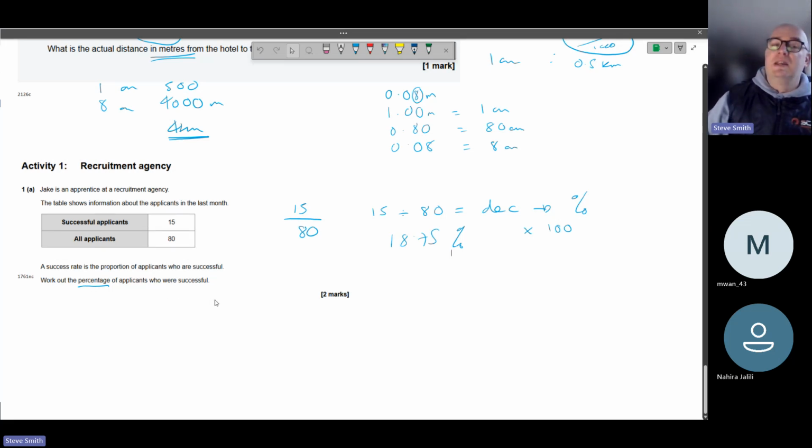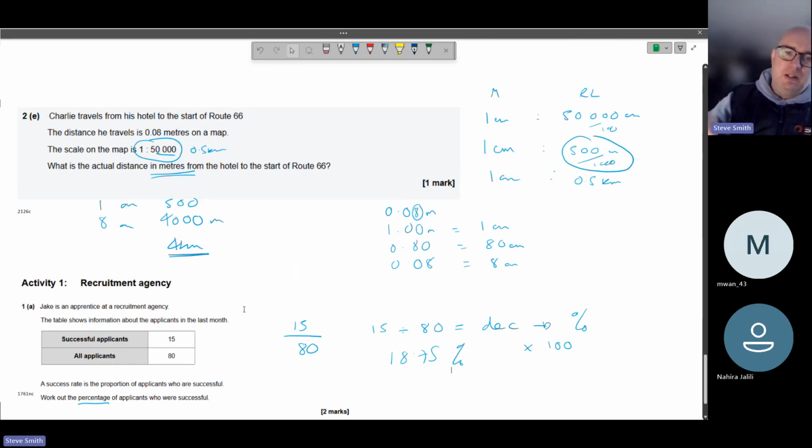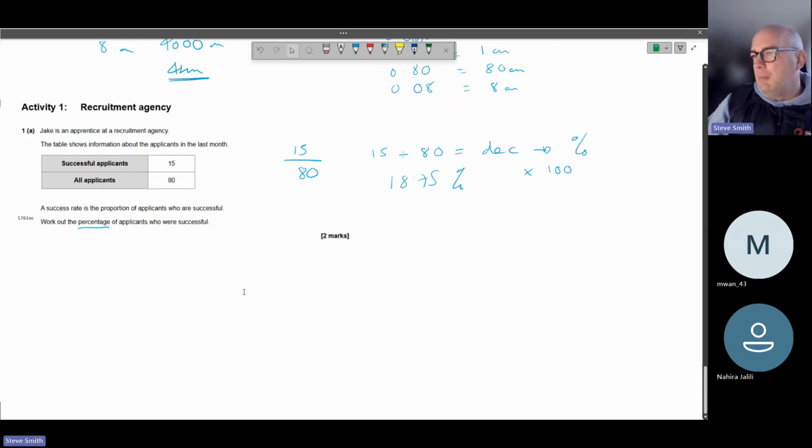Is it asking me for a percentage? Is it asking me for a decimal? Is it saying as a fraction? And it's about putting those numbers in that order and working your way around. If you need to get a percentage and you've got a fraction, then you divide top by bottom, make sure you've got your decimal, times by 100. But the more you do these, the better.